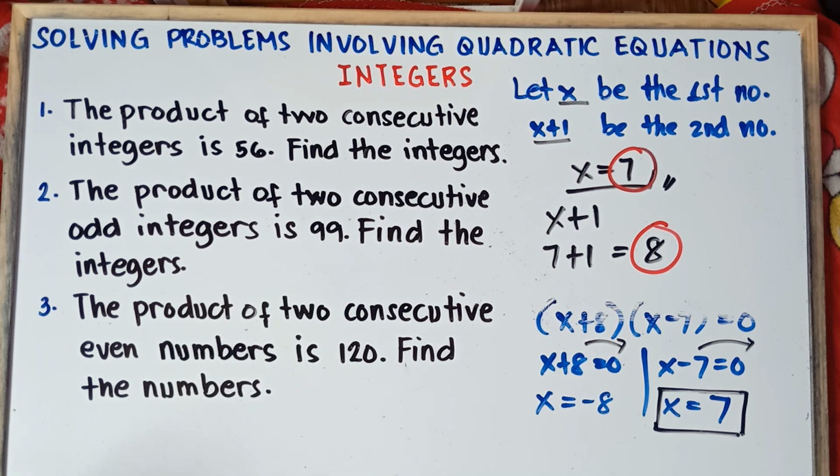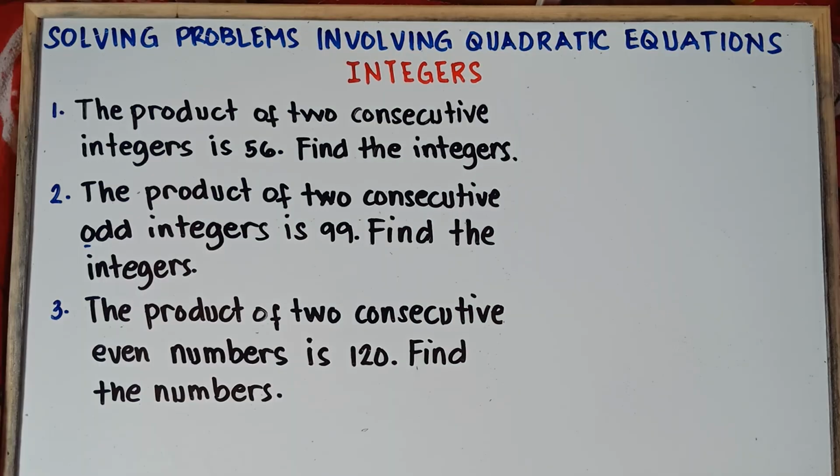Alright, so let's proceed now to example number 2. The product of two consecutive odd integers is 99. Find the integers. Now, what are those odd integers?